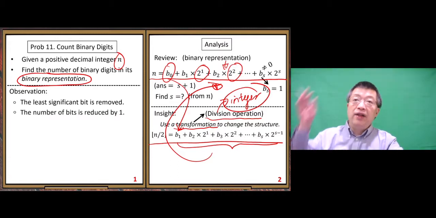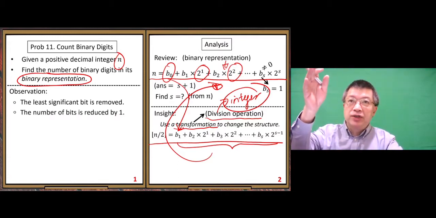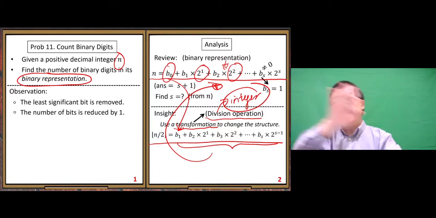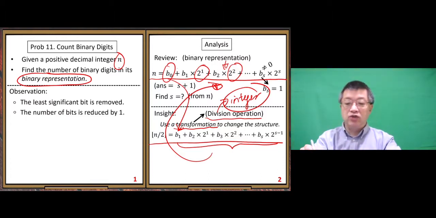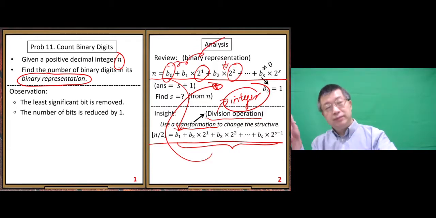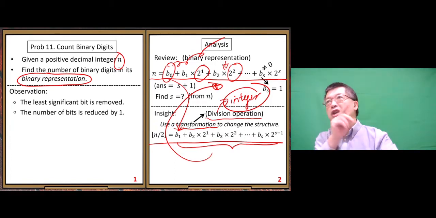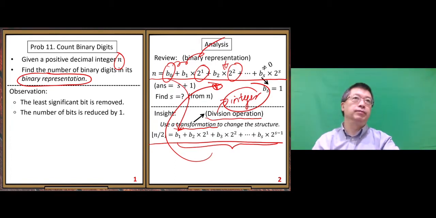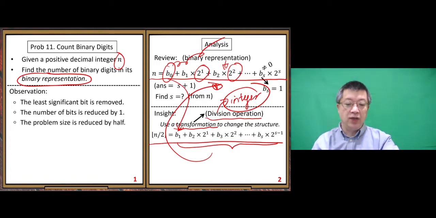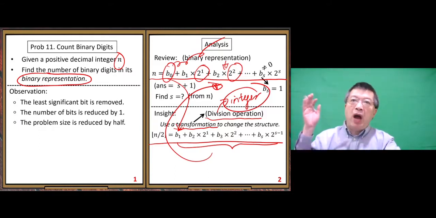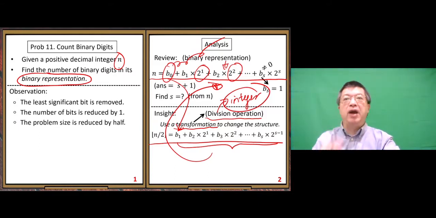Second, the number of bits is reduced by 1. Total number of bits, yeah, because the first one is gone. The remaining is still there, right? So when you count the number of bits, you only subtract the first one, the least significant one. Second observation. Third, the problem size is reduced by half.